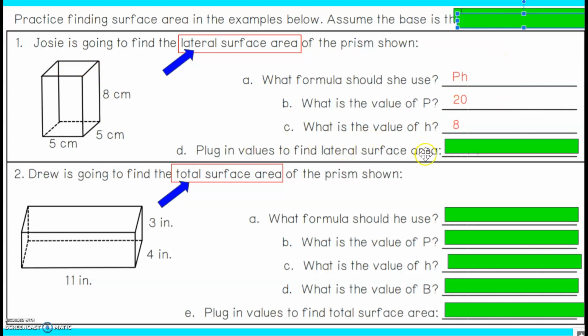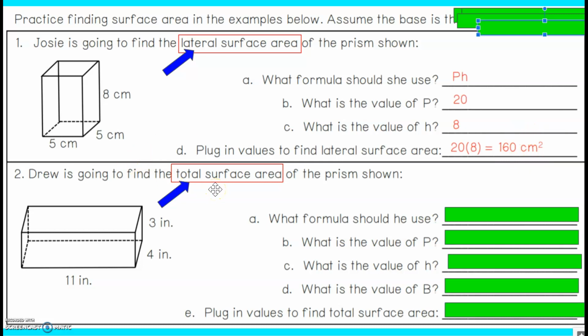Now, if I want to find the lateral surface area, up here it tells me to multiply the perimeter of the base times the height of the figure. So I'm going to do 20 times 8 and get 160 centimeters squared. Don't forget this is area, and area is in square units.